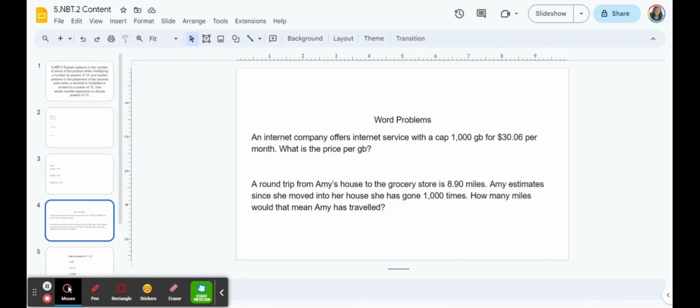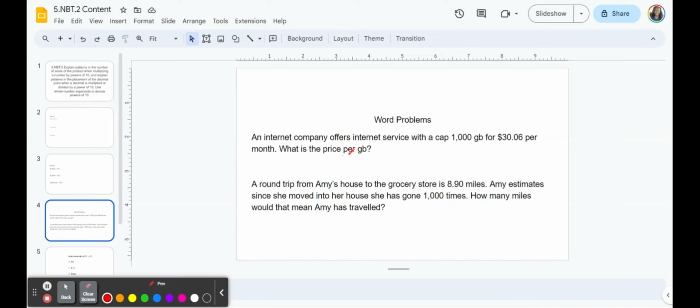So, in these particular problems, we'll be focusing on 2 word problems dealing with the base 10 standards. All right, so let's start with this one. I like to identify keywords to help me understand what I'm going to do. An internet company offers internet service with a cap of 1,000 gigabytes for $30.06 per month. What is the price per month?